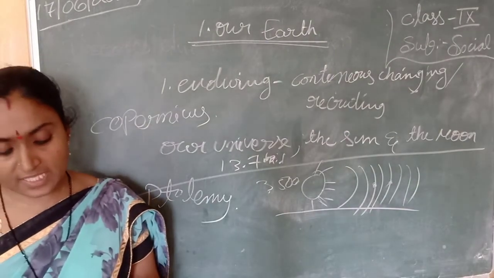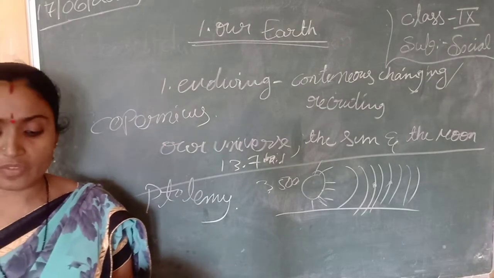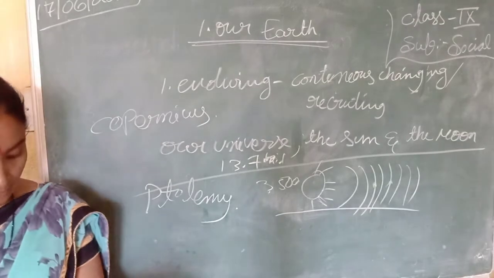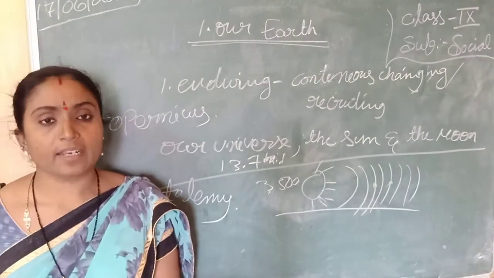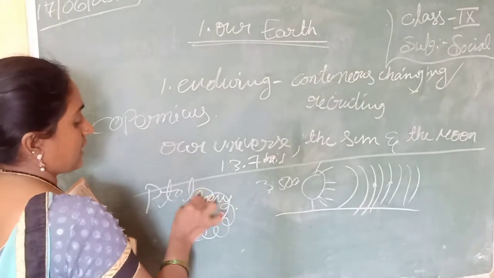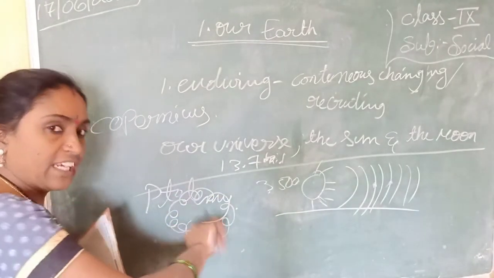In short, the Sun and the Earth are part of a much larger universe which is constantly moving and changing. The Earth is moving around the Sun, and it is also constantly moving.